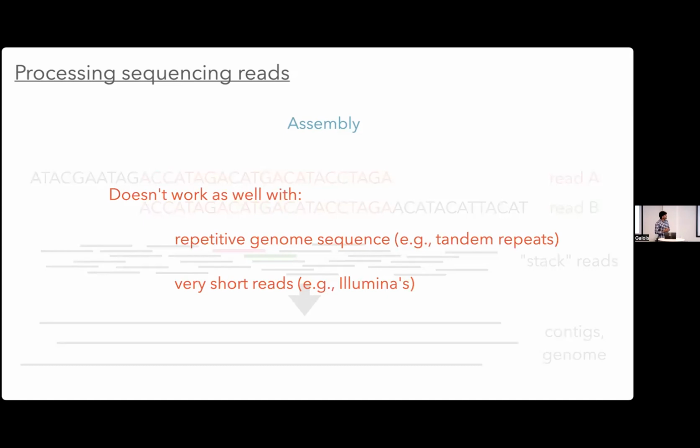But this assembly process doesn't really work as well when there are regions of the genome that are repetitive. It doesn't work as well with repetitive genome sequence or with very short reads, because both of these give rise to less unique sequence in the genome, which means that you can't necessarily place them confidently. What that does is increase the space of possible configurations in which you can assemble a genome when there should be more or less one correct way of assembling a genome.